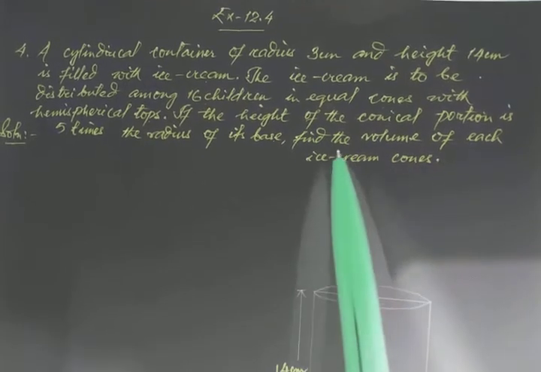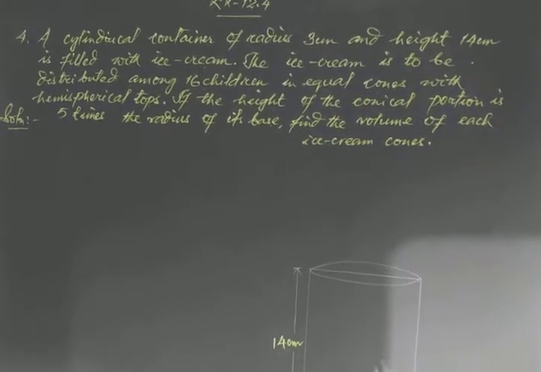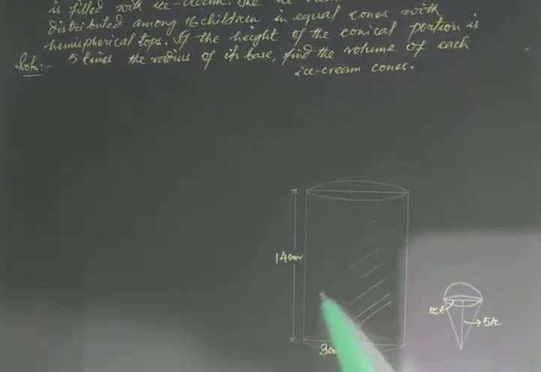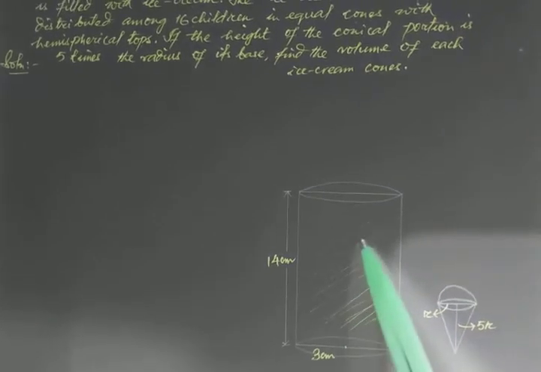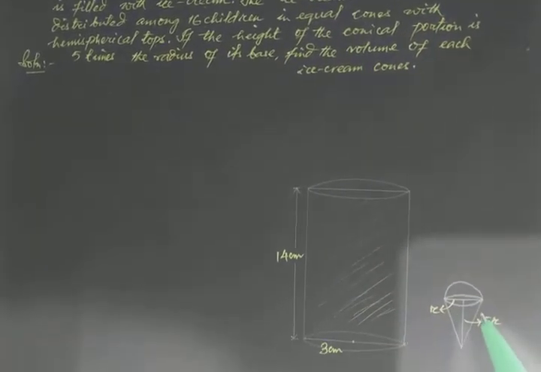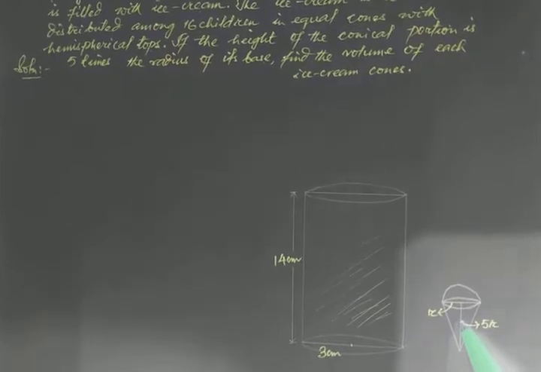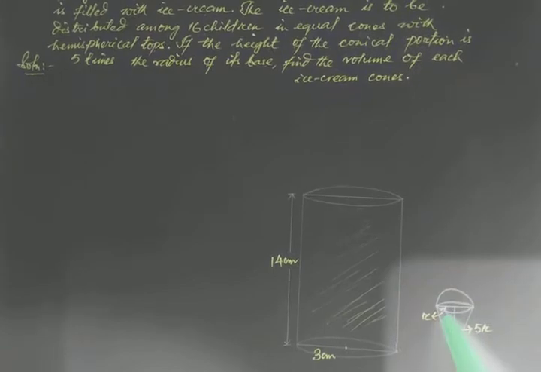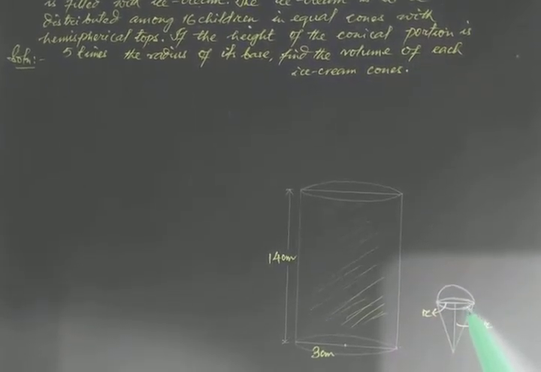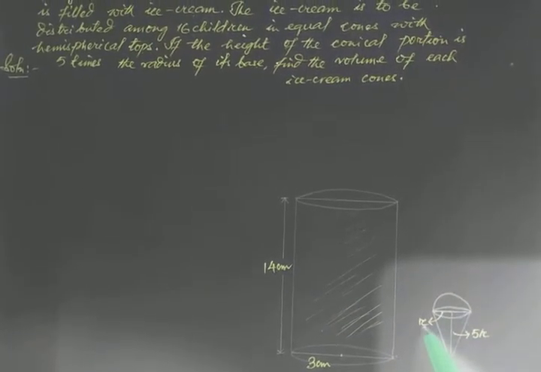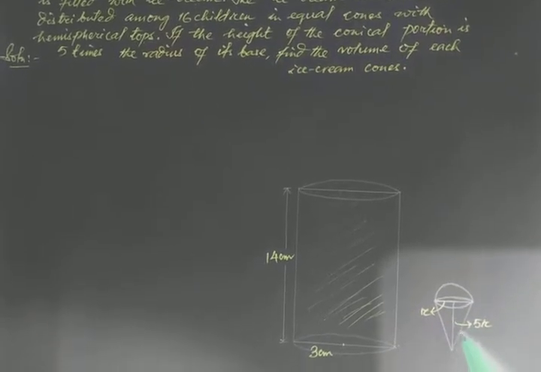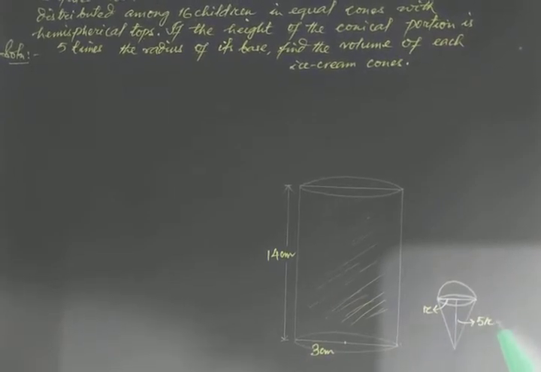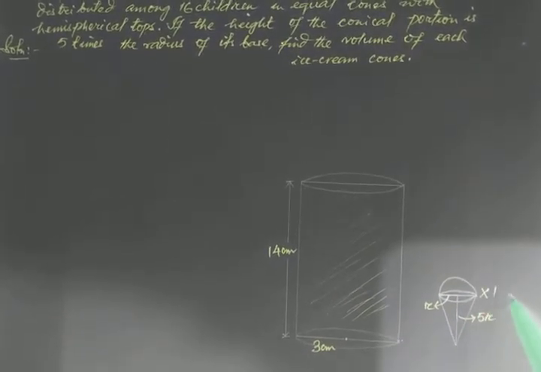So here we have a cylinder which is filled with ice cream, and the ice cream here is to be given to 16 children, and each of the children have ice cream cones of the same volume. And as the question gives, the radius of the conical portion is, let's say, r. Here the height will be 5 times of r according to the question, because it's 5 times the radius. So this cone will be multiplied with 16.